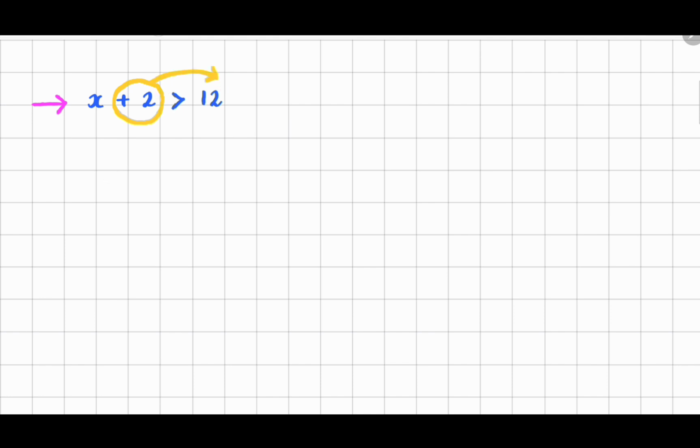Consequently we get x greater than, and here we have to write whatever is already on this side first, that is 12. And if you bring this plus 2 to that side, it becomes minus 2. Therefore, x greater than 10.